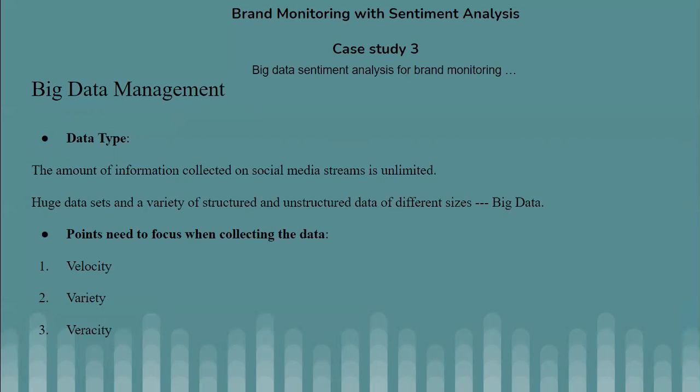When you're collecting big data from social media, you should pay attention to the following points. Firstly, it's called velocity. Velocity refers to the frequency of incoming data. The incoming data must be processed fast before becoming old and useless. The data should be processed as real-time streaming data.